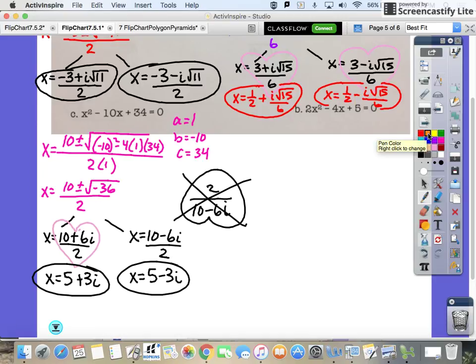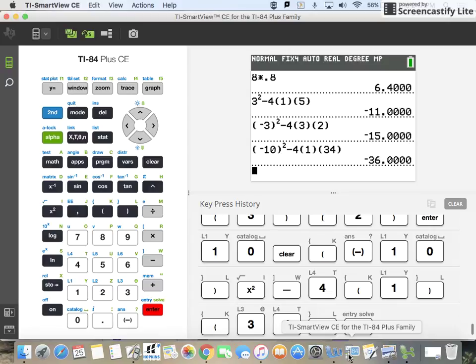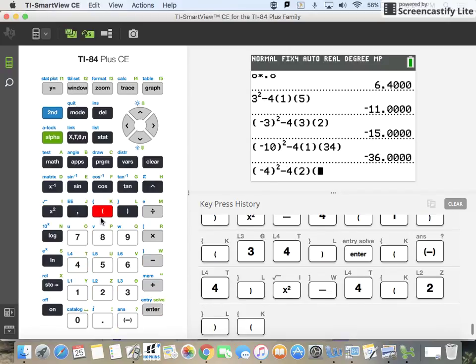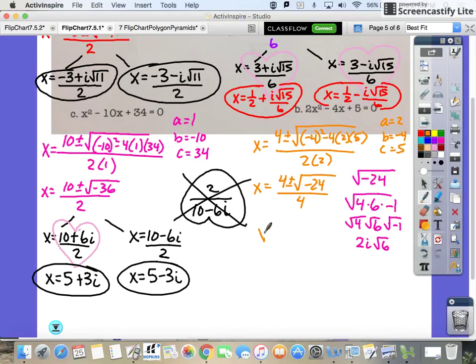All right, last one, folks. So for this, a, b, and c are 2, negative 4, and 5. x is equal to opposite b plus or minus the square root of b squared minus 4ac, all over 2a. So 4 squared minus 4 times 2 times 5. Negative 24 over 4. So this one we have to do a little bit of reducing of the square root of 24. That's going to be 4 times 6 times negative 1. So that's going to become 2i root 6. So I'm going to rewrite this as x equals 4 plus or minus 2i root 6 over 4.